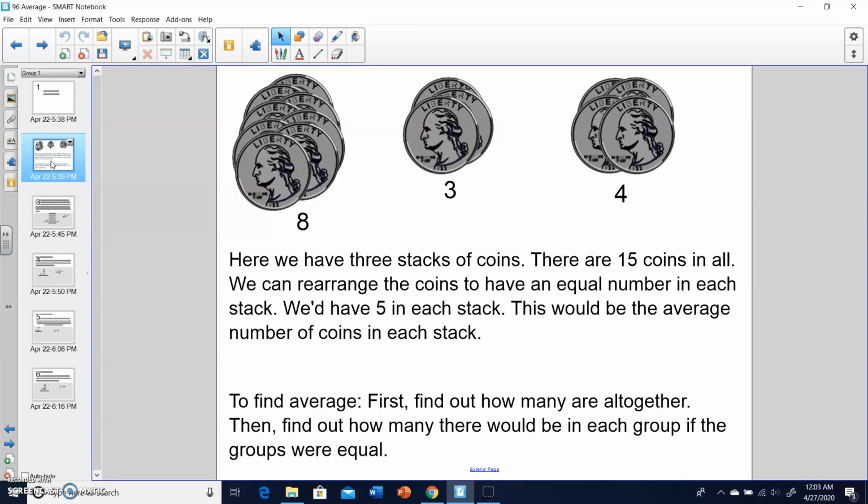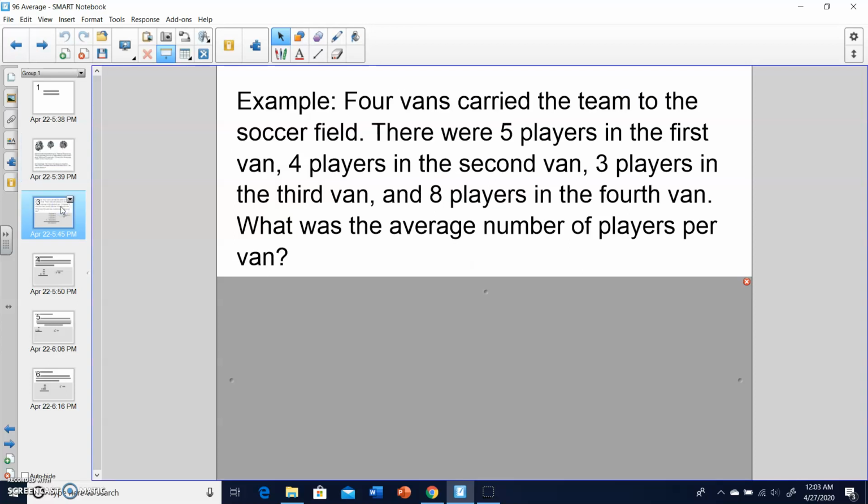Okay, so to find average, first you have to figure out how many there are altogether, total, and then you find out how many would be in each group if the groups were equal. So since we're talking about equal groups, we're talking about using division. Okay, so 15 divided by 3 equals 5, and that's your average.